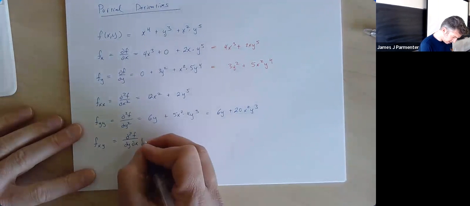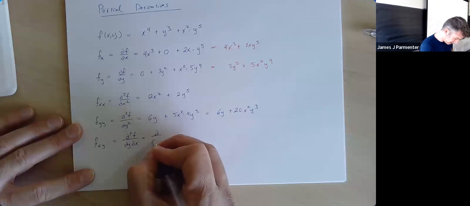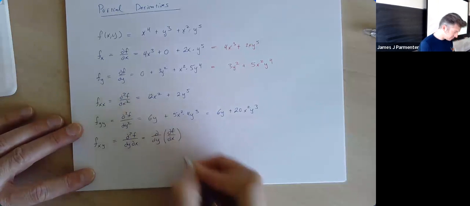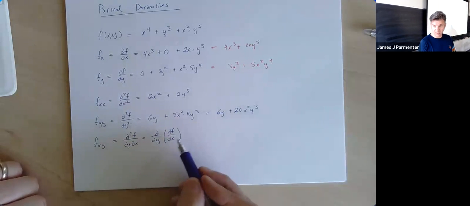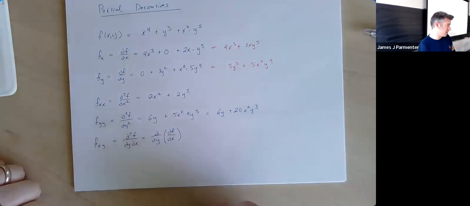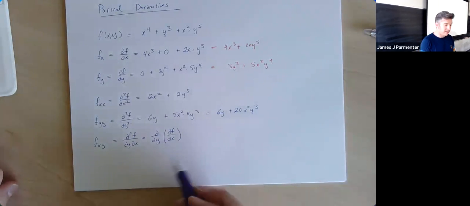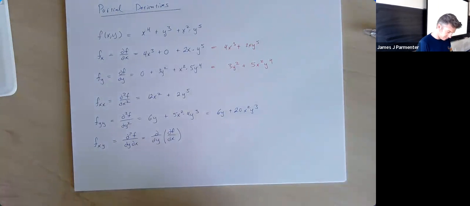Because when you read it this way, this really means the partial with respect to y of the partial of f with respect to x. So this means you do the derivative with respect to x first, and then you do the derivative of that with respect to y. So just be careful here. The notation is backwards from each other. Now, the good news, we'll get to the good news in a second.